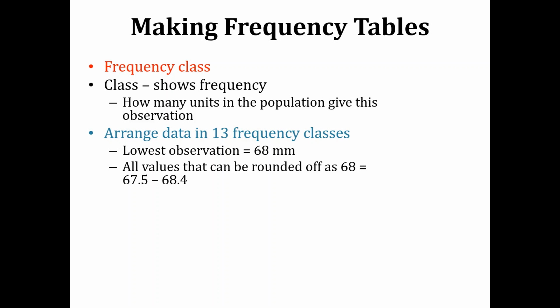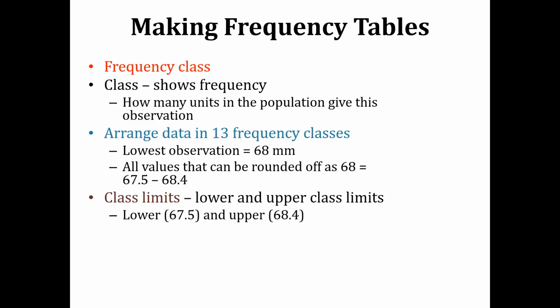So that value is not included into this class, right? So the class number 1 that we are going to have is going to have the class limits of 67.5 and 68.4. It means that this class is going to have all the observations that range from 67.5 to 68.4 millimeters, and these are the class limits. So the lower class limit is 67.5 and the upper class limit is 68.4.